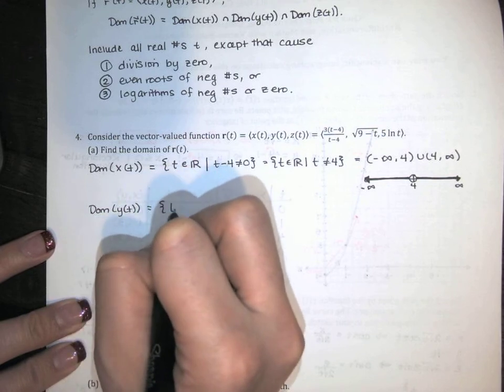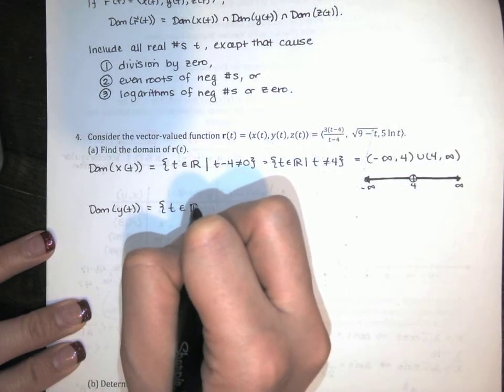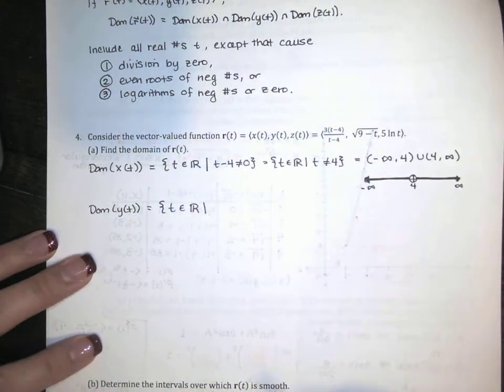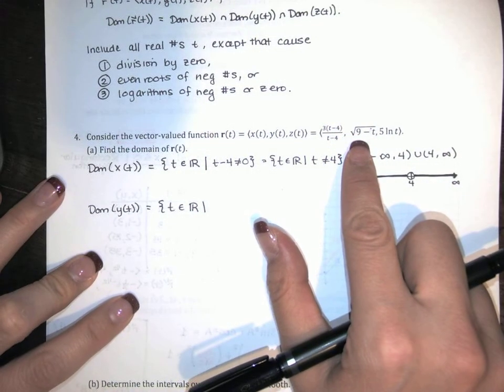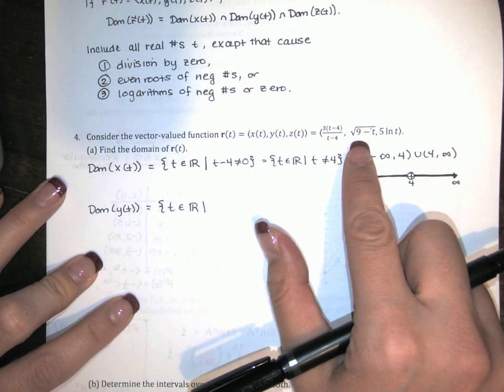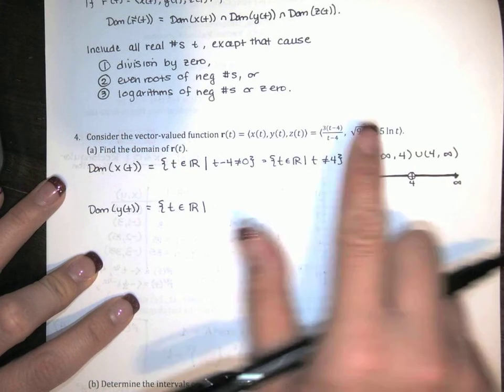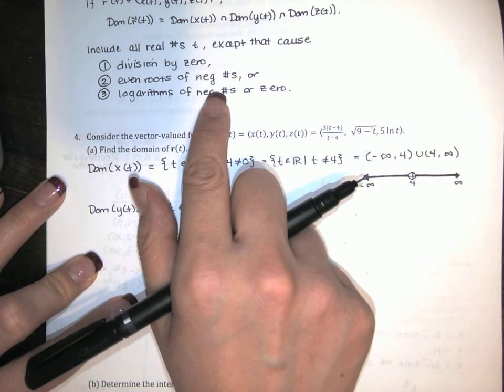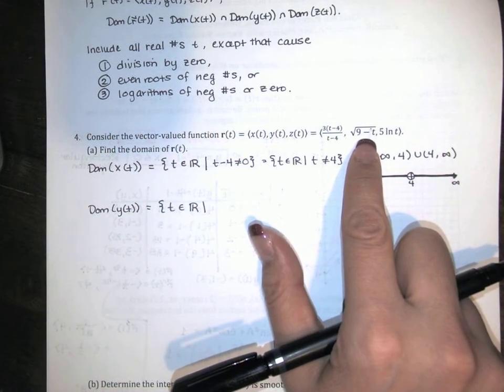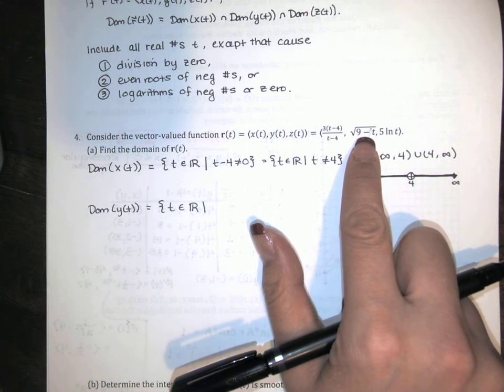The domain is the set of all real numbers t such that, now look at this one, I've got a square root. We can't divide by 0, no danger of that, there's no division here. I can't take an even root of a negative number. Oh, I have an even root, I've got a square root. So this expression under the square root cannot be negative.